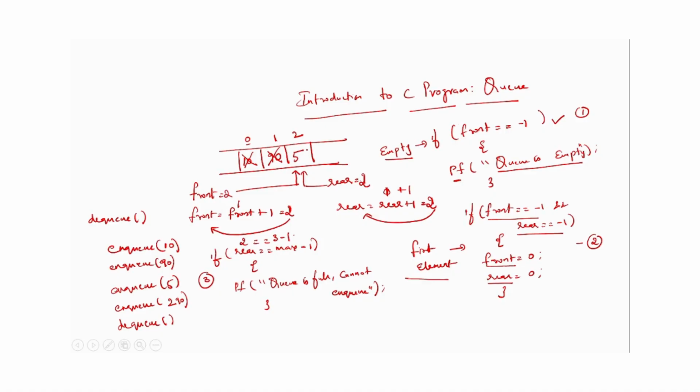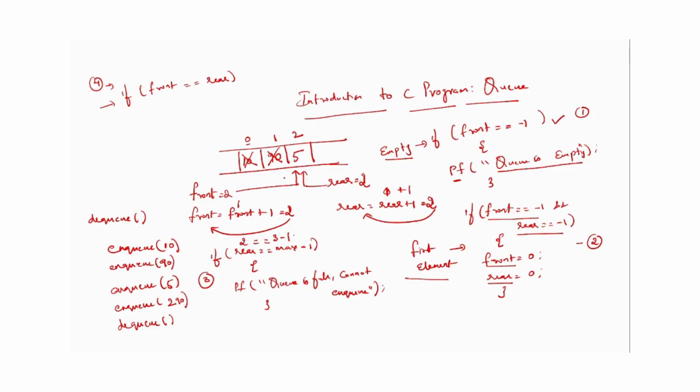Now you can also write this condition. So this is our fourth condition, where you can clearly say that if front equal to rear. So before going to if front equal to rear, suppose if I want to delete 5.